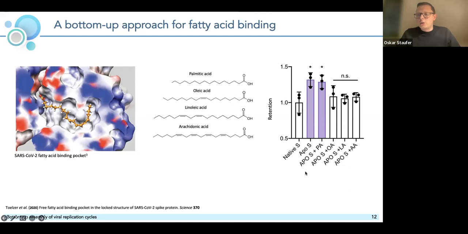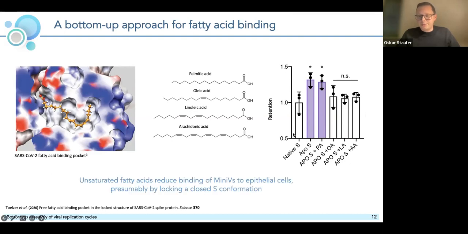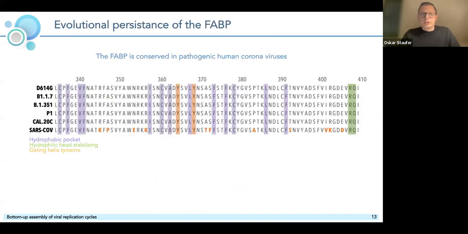However, once we started loading unsaturated fatty acids, oleic acid, linoleic acid, and so on, we could see that the binding was significantly reduced back to the levels of the native spike protein. So from that very simple analysis, which I just want to highlight wouldn't have been possible with natural viruses produced in cell cultures, we could already see that unsaturated fatty acids would reduce the binding of our artificial viral constructs to epithelial cells. And that was most likely caused by a closed spike configuration.